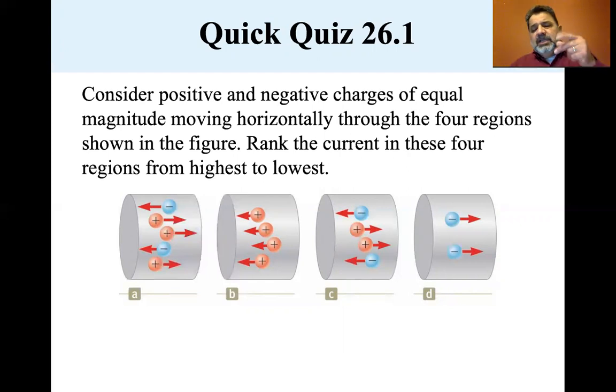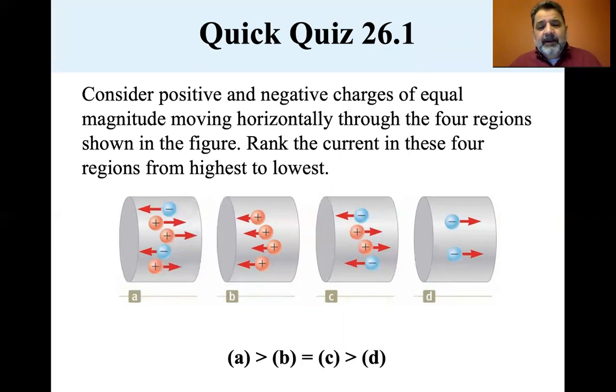And in D, all we show is 2 negative particles moving to the right, and that's equivalent to 2 positive particles moving to the left. So we have 5, 4, 4, and 2. Basically, they're already lined up. A is greater than B. B and C are equal. They're in opposite directions: 4 particles to the left in B, and 4 particles to the right in C. And then D has the smallest amount, the equivalent of 2 particles to the left.